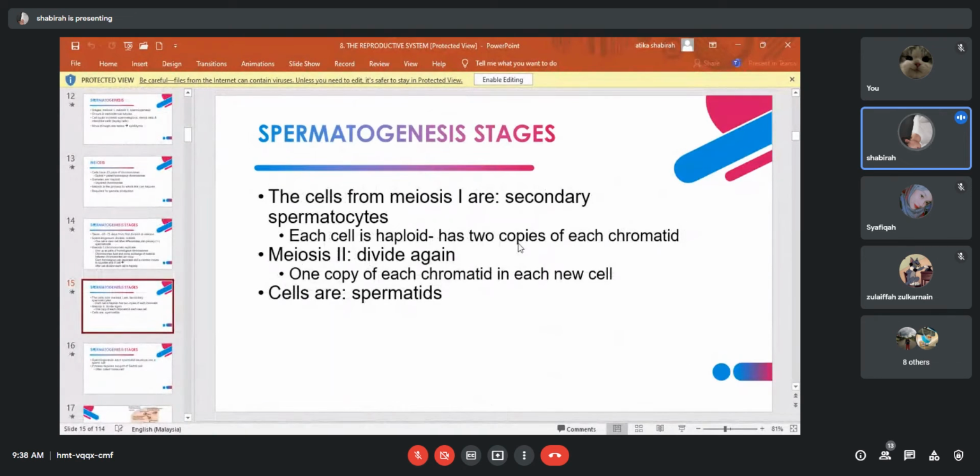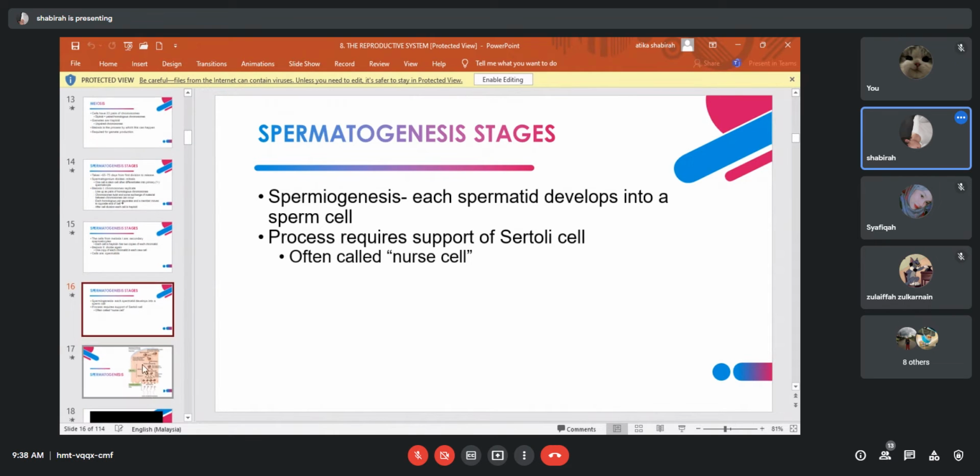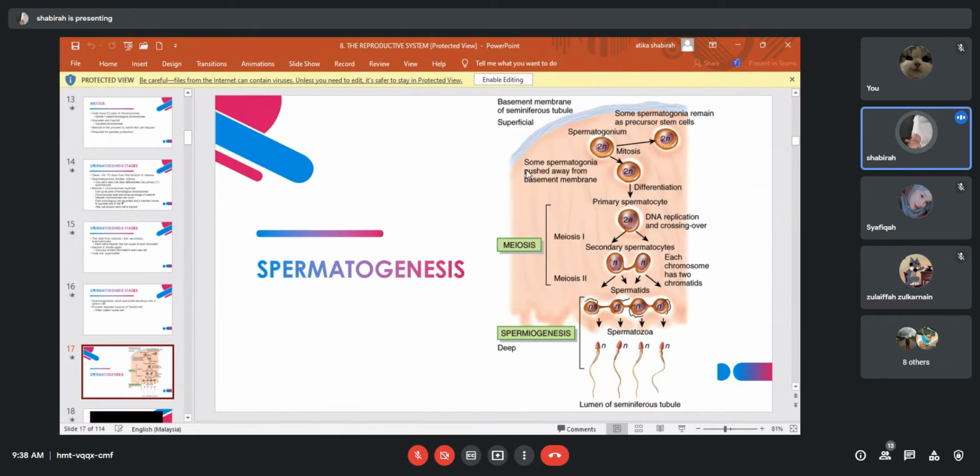And the cell from meiosis 1 are secondary spermatocyte. Each cell is haploid, has 2 copy of each chromatid. Meiosis 2 divide again and 1 copy of each chromatid in each new cell. Cell are spermatids. Ni dia punya lebih detailed explanation lah. Dia divide semua-semua tu. Dia ada meiosis 1 and meiosis 2.